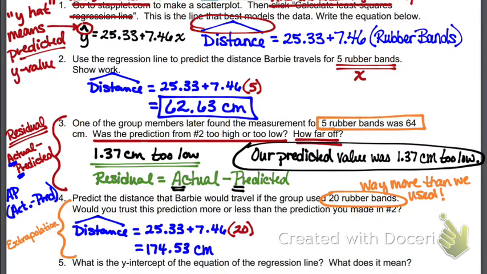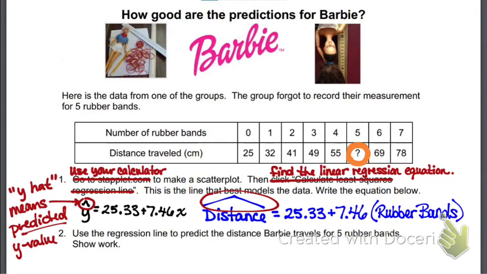How well does this 62.63 match up with the rest of the data that we actually had? Does it seem to fit in line with the rest of these values? Yeah, like 55 on one side, 69 on the other. I would expect something right around 60, 62, 63. That all makes sense.